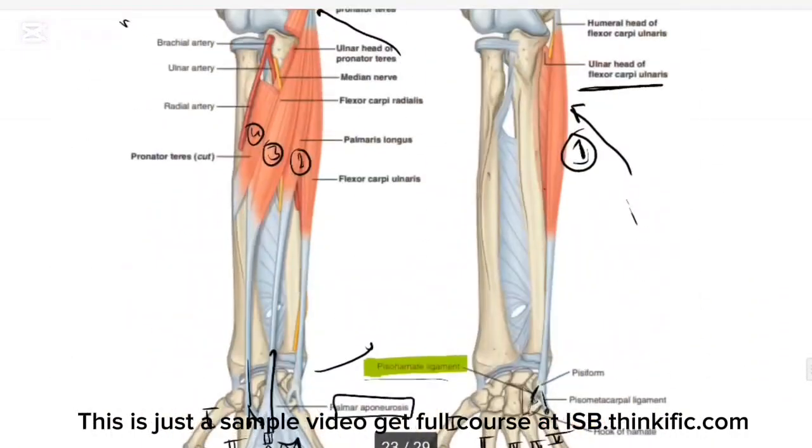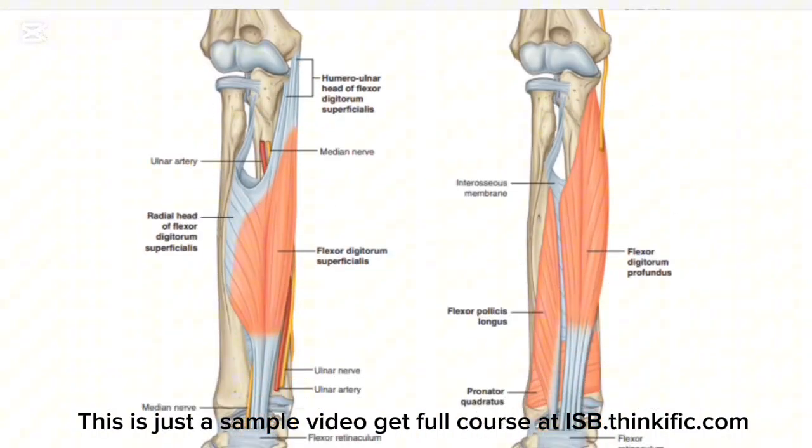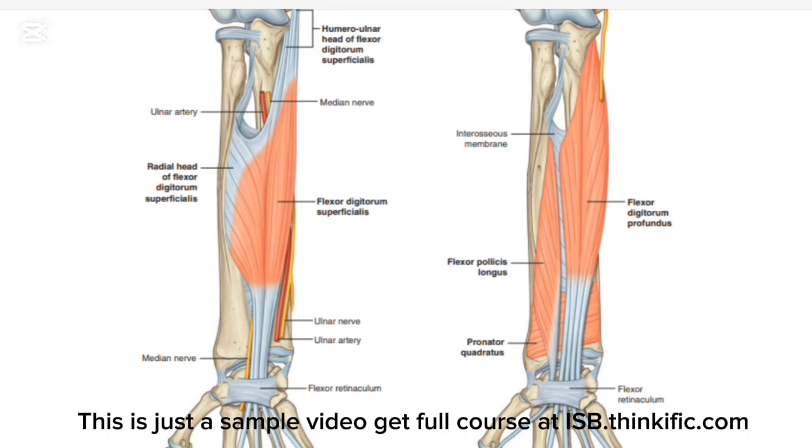Then, if you remove all of these muscles and look at what's deeper to them, you will see one muscle. This big muscle here, right? This big muscle is called the flexor digitorum superficialis. So the flexor digitorum superficialis is actually the only muscle forming the intermediate layer of the forearm. Now, the flexor digitorum superficialis originates as two heads.